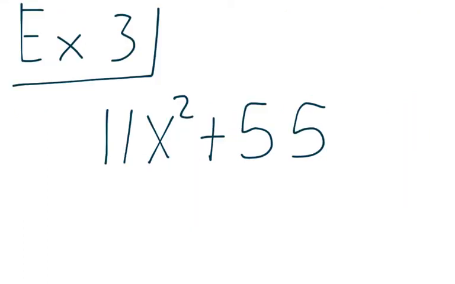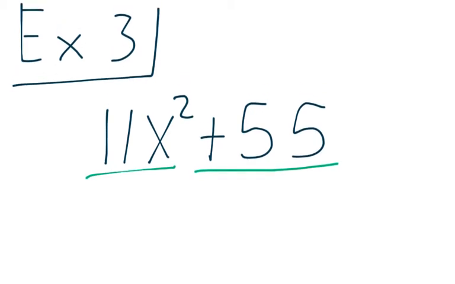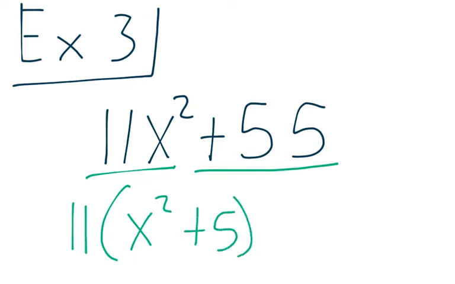Here's a third example. Before you think about the method, just look at both of these. What's contained in both of these? I have 11x squared and plus 55. So before I do anything here with this example, what's in common in both those terms? Hopefully you see 11's in common in both those terms. So I can take out 11 right away. x squared plus 5 is left over. So I just divide both of these terms by 11.